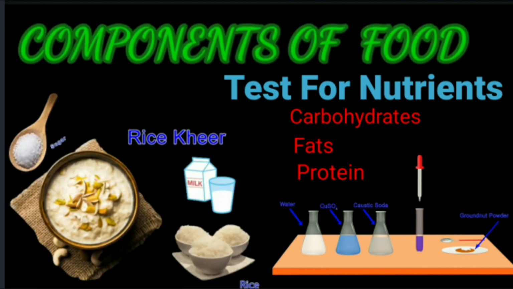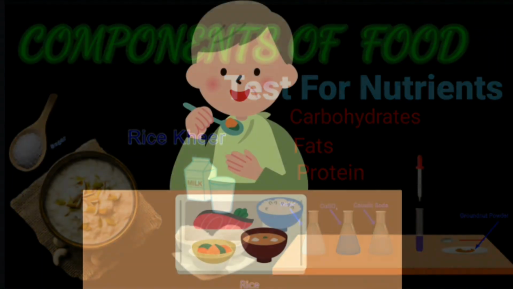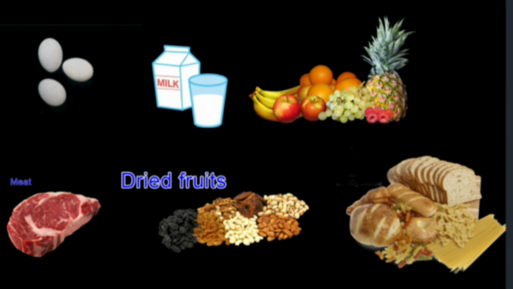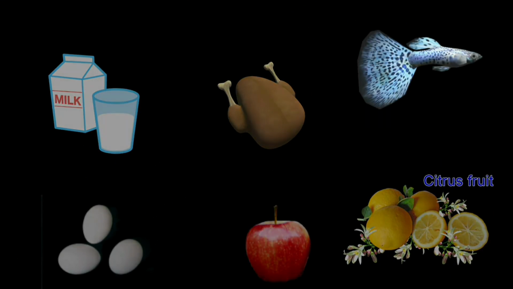Today we are going to study about components of food. Do you know what we mean by food? Food is any substance which we eat or drink and which contains the nutrients. For example, milk, meat, fish, egg, apple, etc.